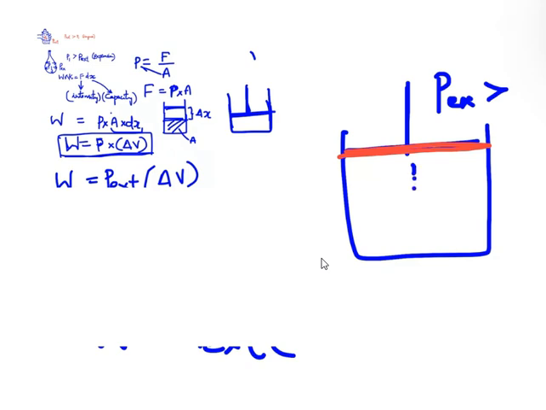So the piston is going to come here, downwards. So that means what is happening? Compression is happening until what point? Until the external and internal pressure are equal. It will stop at this point. Now this change is going to be the change in the volume.